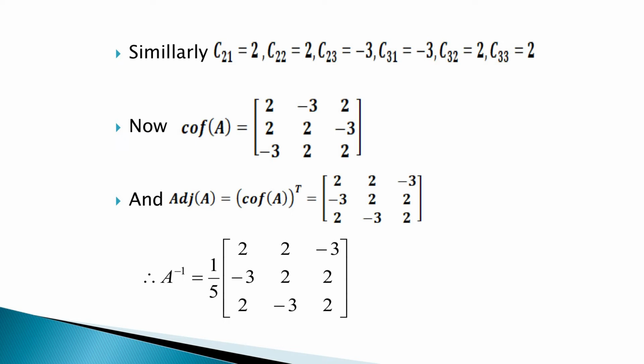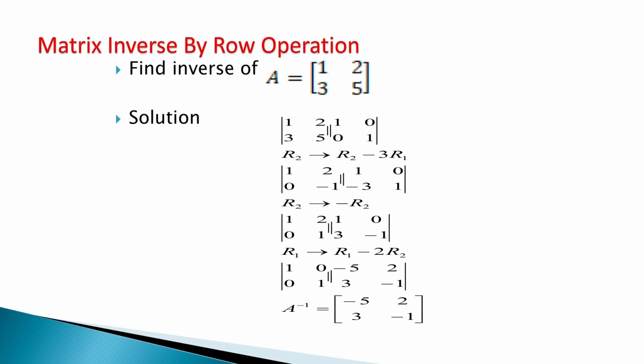Hence, A inverse is equal to 1 by det A into the adjoint matrix. Det A is equal to 5, then 1 by 5 into this matrix. In this way, we can find the inverse of a matrix. Find the inverse of this matrix. Suppose A is a matrix given by 1 2, 3 5.